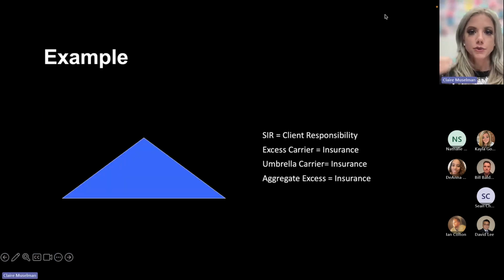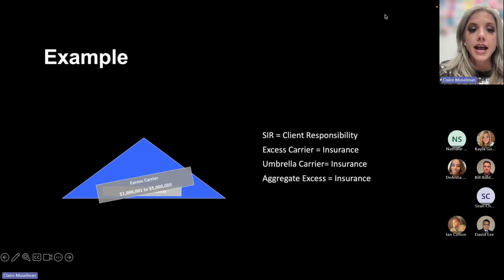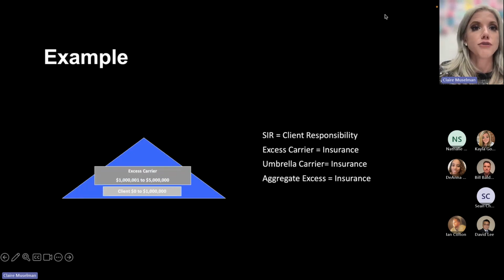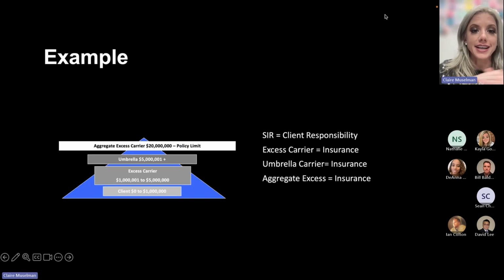Things to think about. When we start looking at the different layers, so self-insured responsibility could also be similar to a large deductible. It depends how the plan is written. And remember who's actually responsible for the decisions being made. So this would be more of a client or employer responsibility. Then let's say $1 million to $5 million will be covered by excess. And then maybe we need more than that, so we would have an umbrella policy for anything over $5 million. And then when we look at aggregate excess, 20 million plus for a policy limit.